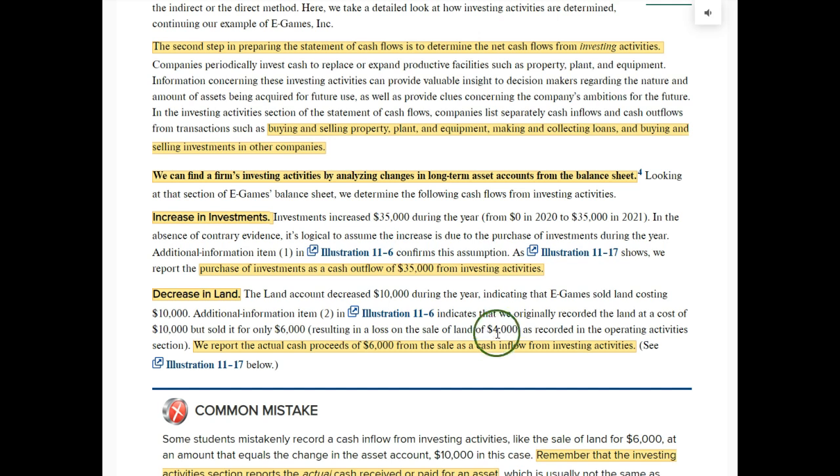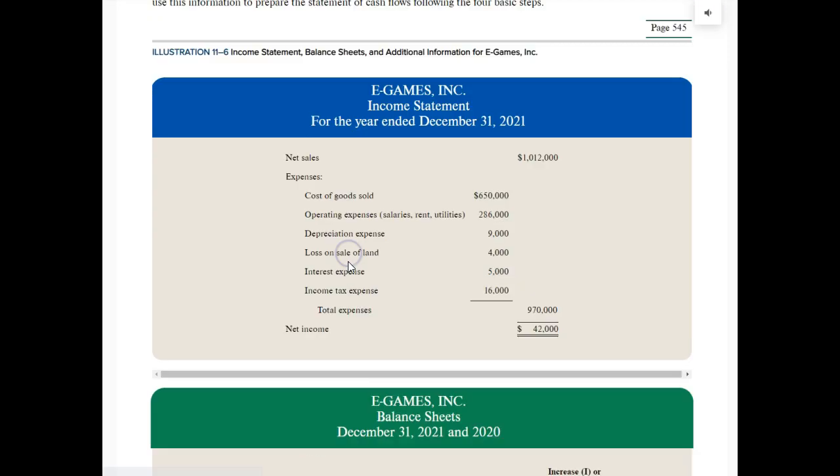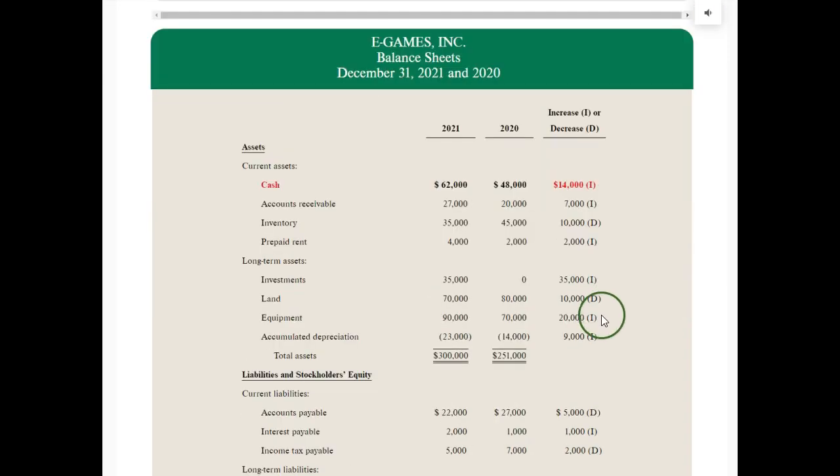Now I want to show you where these numbers are coming from. So let's go back to illustration 6. Let me click here. And here's the balance sheet that we're referring to prepare this statement that we're going through. You can see investments went from 0 to $35,000. So we used $35,000 cash to buy some long-term investments. That was purchase of stock of another company.